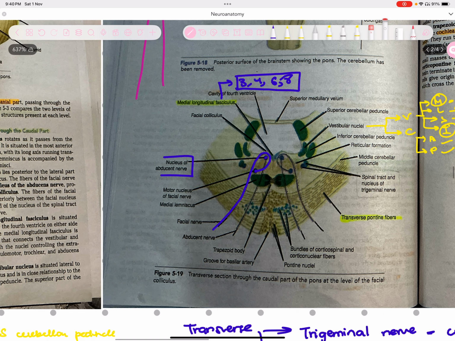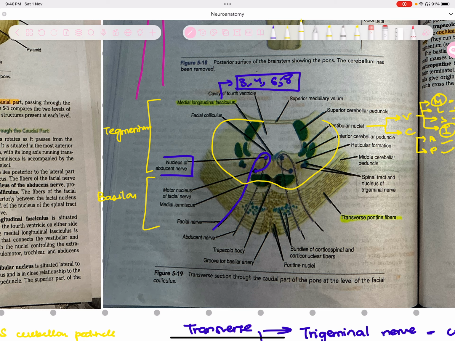Okay, and one more thing that I should have mentioned in the starting: the posterior region is your tegmentum area, and this is your basilar area, right? So basically this is your tegmentum and this is your basilar area. Now your basilar area contains all the tracts. What does your basilar area contain? Mainly it contains the tracts. What sort of tracts? Actually, let's first look at the diagram.